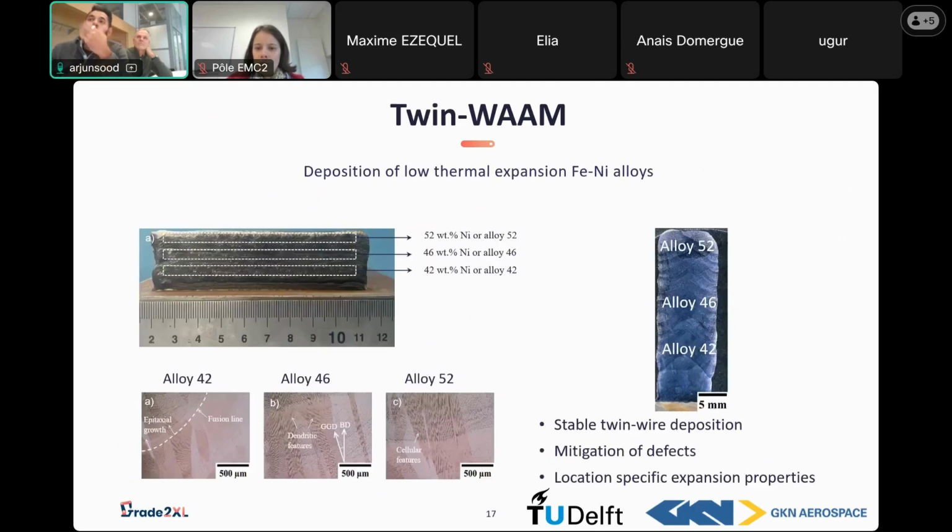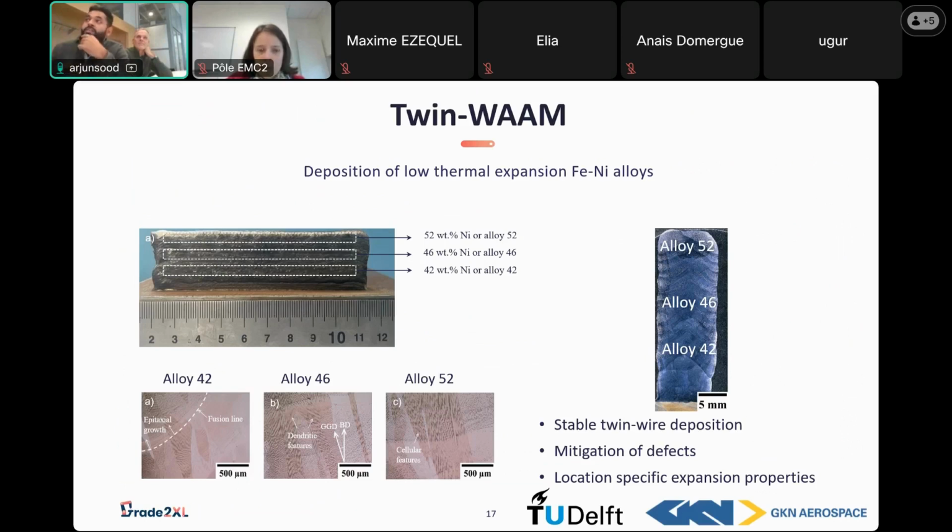In the next step, we deposited different low thermal expansion alloys. We deposited a block which comprised different low thermal expansion alloys. We started from INVAR 42, we moved on to INVAR 46, and then finally to INVAR 52. The first step was to cut the material and see if we have any major defects.